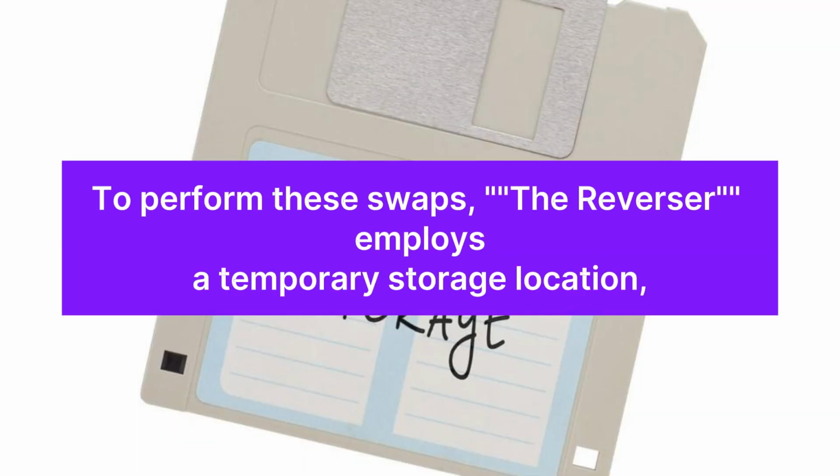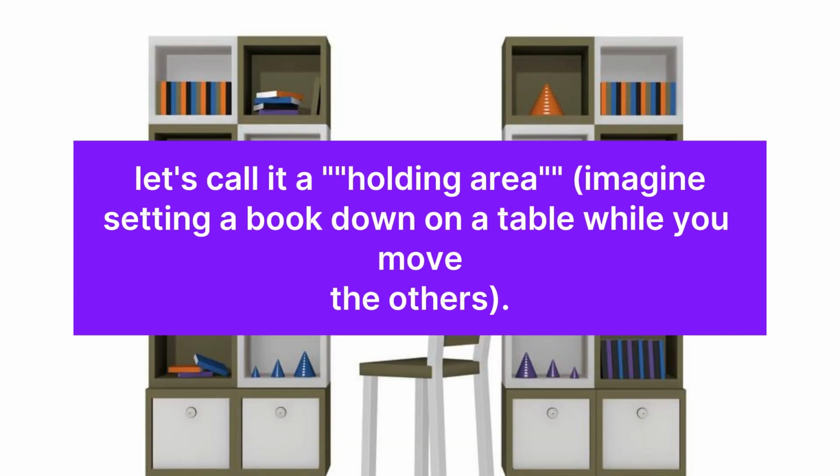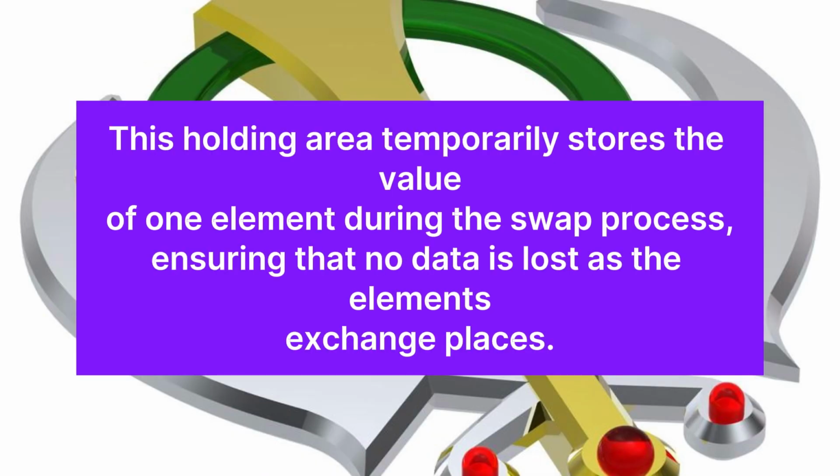To perform these swaps, the reverser employs a temporary storage location. Let's call it a holding area. Imagine setting a book down on a table while you move the others. This holding area temporarily stores the value of one element during the swap process, ensuring that no data is lost as the elements exchange places.